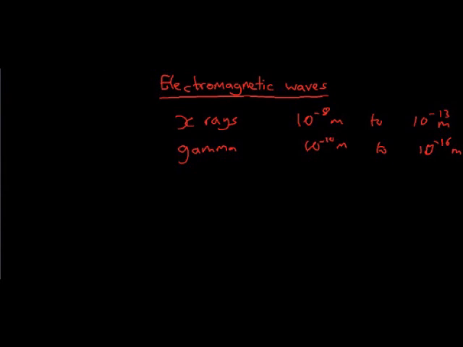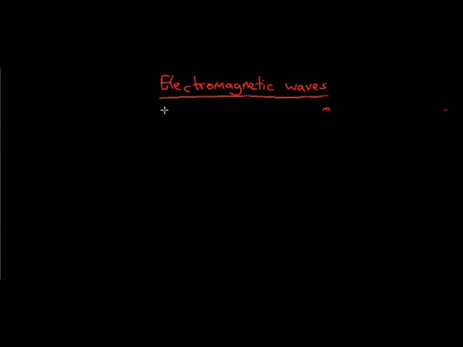So now that we know the ranges and the uses of them, let's talk about what is an electromagnetic wave. Well, it is a transverse wave, which therefore means it can be polarized. And that's one of the features of it. So let's go through some features. Now, electromagnetic waves are transverse. We know this, so it can be polarized.